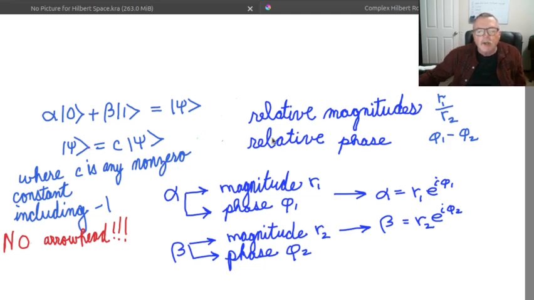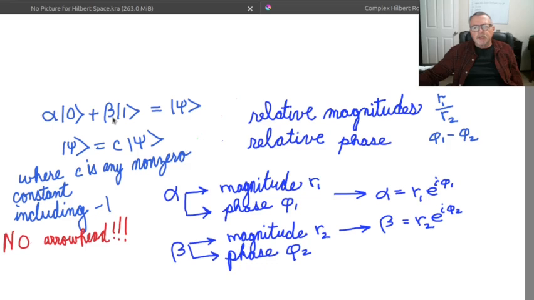Now remember, relative magnitudes and relative phase, that's what determines a ray. So we have to have both of those things. And here's a way we can represent alpha as a magnitude r1 times e to the i phi 1, and beta as r2 e to the i phi 2. And you can imagine those things being plugged back in over here.